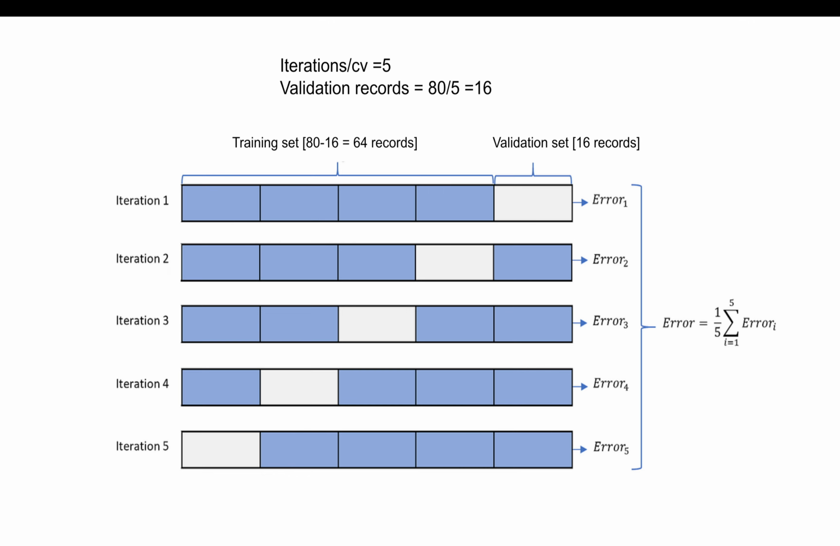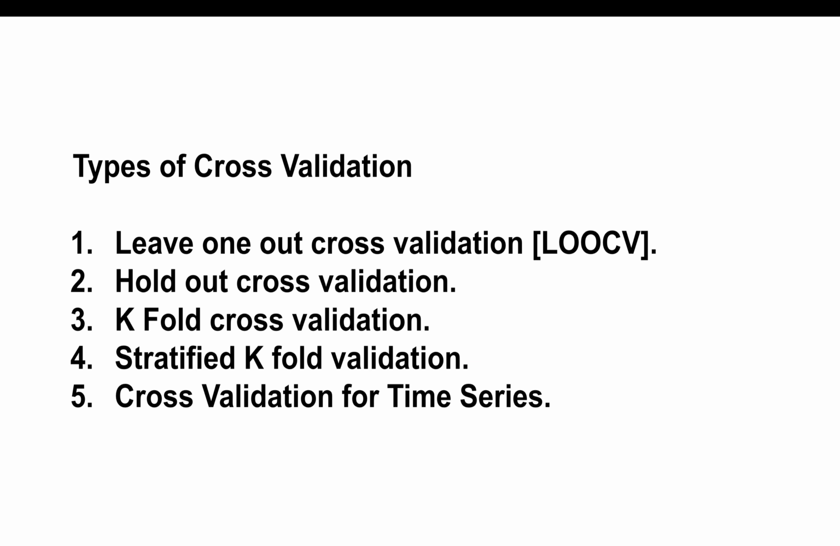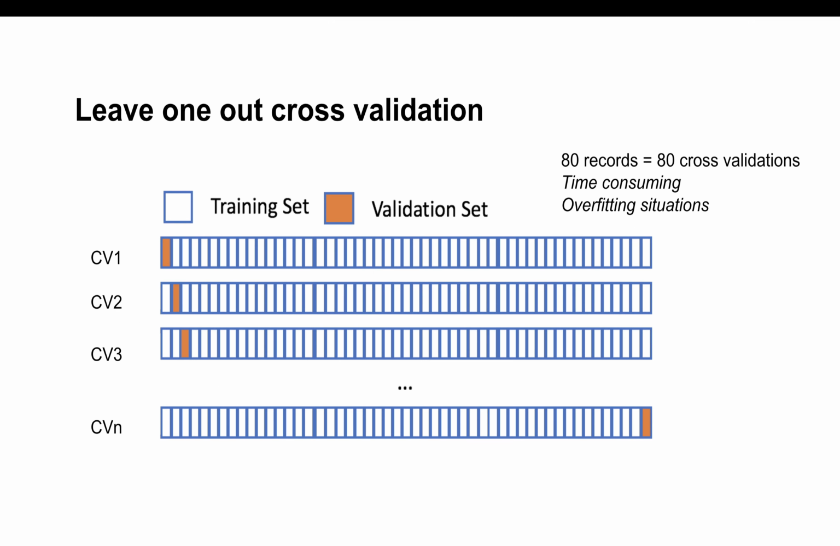Now there are different ways of selecting this validation set, and those different ways are nothing but the different types of cross validation that we are going to talk about. The different types of cross validation are leave one out cross validation, hold out cross validation, KFold cross validation, stratified KFold cross validation, and cross validation for time series. Now let's discuss one by one. We will discuss leave one out cross validation first.